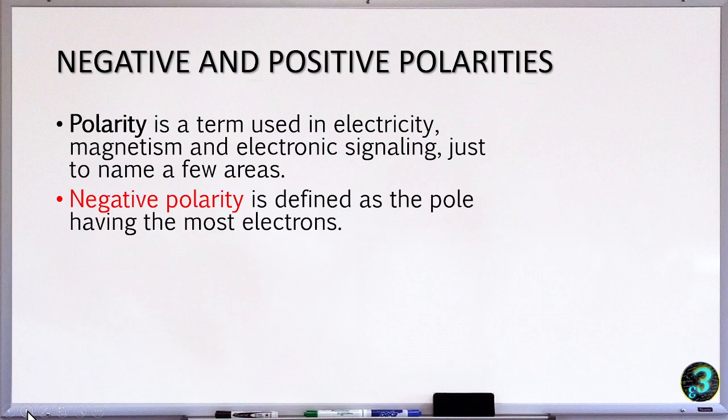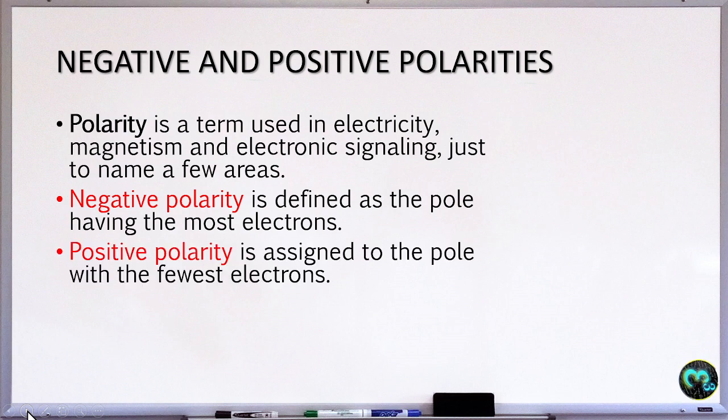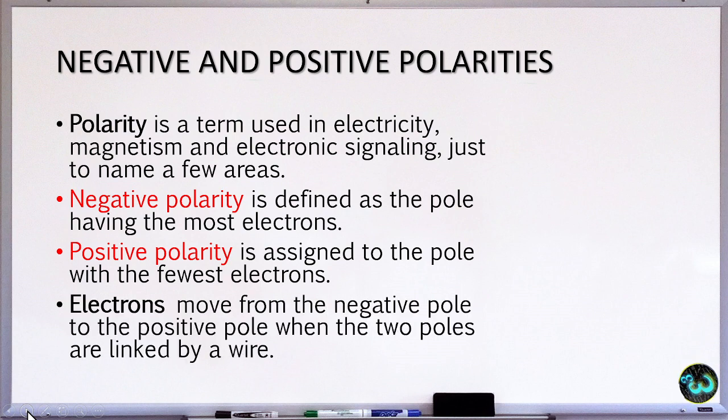When we say negative polarity, it is defined as the pole having the most electrons. So yung terminal na may maraming electrons, tawag dyan is negative pole or negative polarity. The positive polarity is assigned to the pole with the fewest electrons. Electrons move from the negative to the positive pole when the two poles are linked by a wire. When that happens, we will now have the flow of electricity, which we call current.